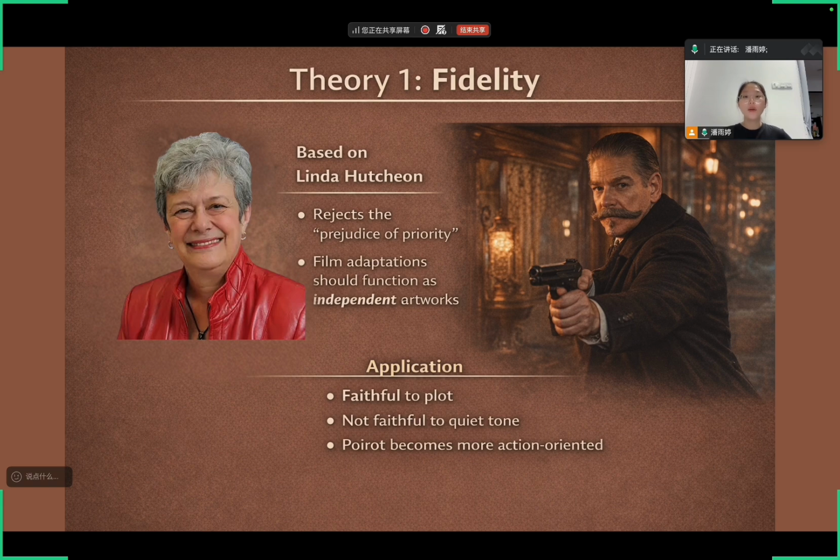In Murder on the Orient Express, the film is faithful to the plot but not to the novel's quiet tone. By making Poirot more action-oriented, the adaptation prioritizes modern cinematic expectations over the literary spirit of the original text.